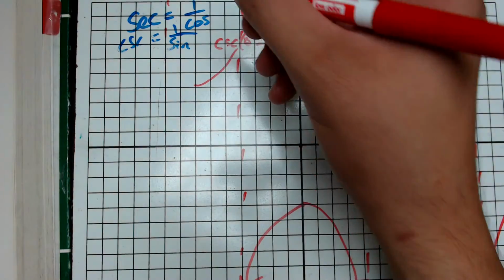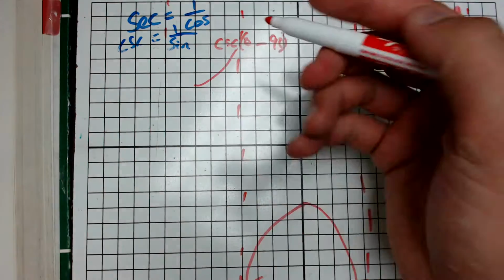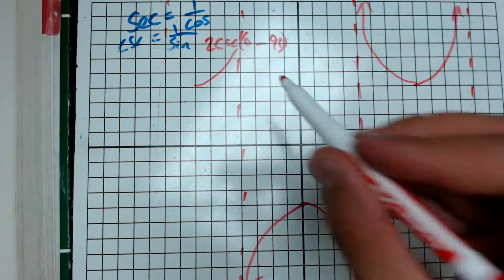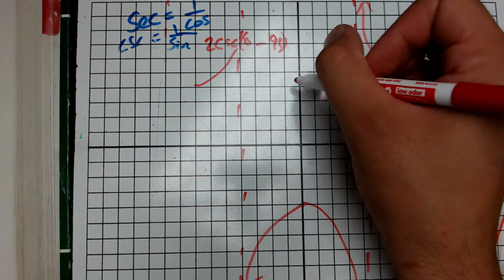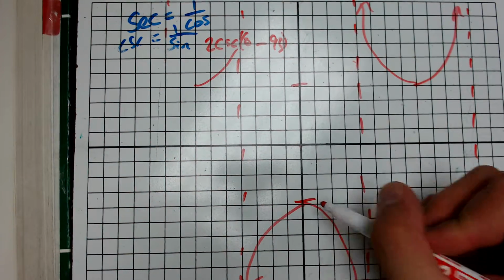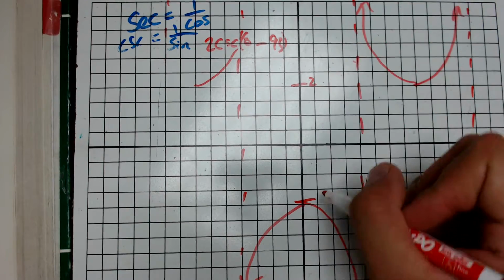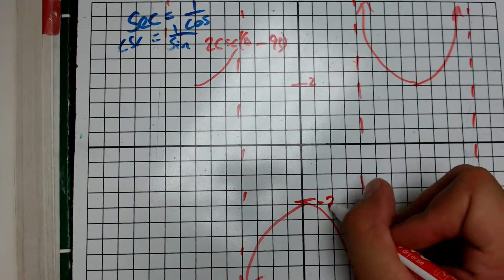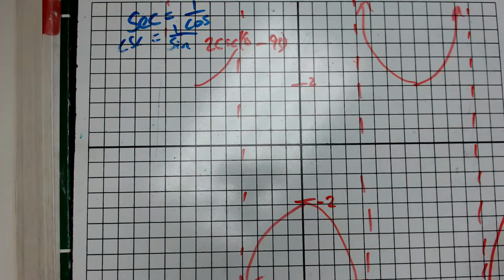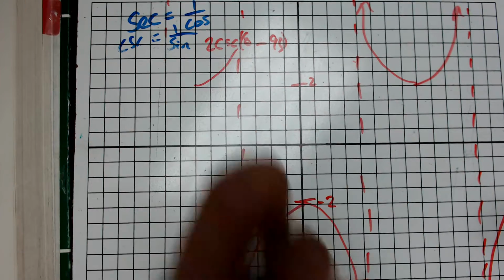Now let's say we put a coefficient in front of it. So let's say we did the graph of 2 cosecant of theta minus 90. Well, then we have to change the point of the crest and the height. So the height would then be at 2, the trough would then be at negative 2. So the crest is at 2, trough negative 2. So that's what a coefficient does.